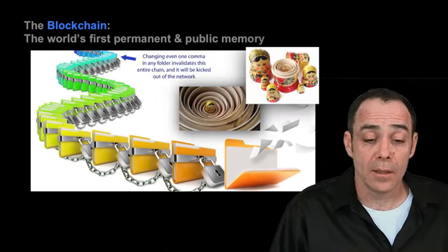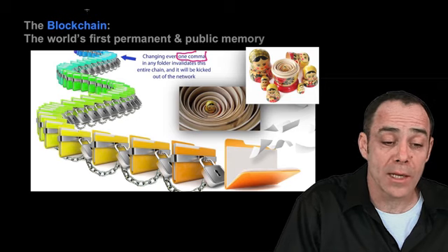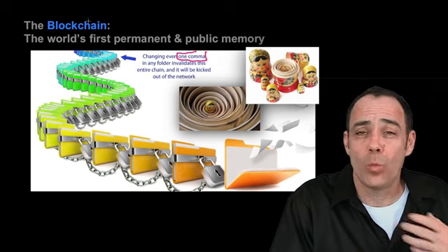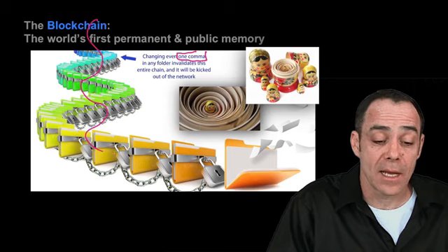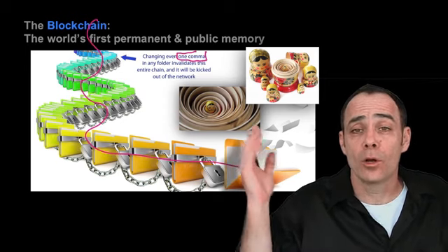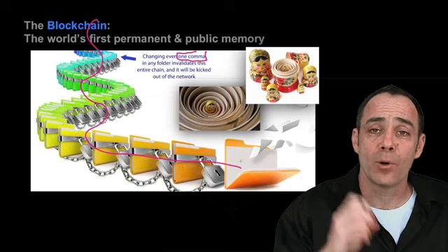Because as we said, changing even one comma in any folder, even all the way back to the first folder, you change one comma, you change one part of the transaction, any piece of the data, and you've invalidated this entire chain that's sitting on your computer. You're no longer part of the Bitcoin blockchain. So if you want to be a part, you have to leave the data perfectly intact.